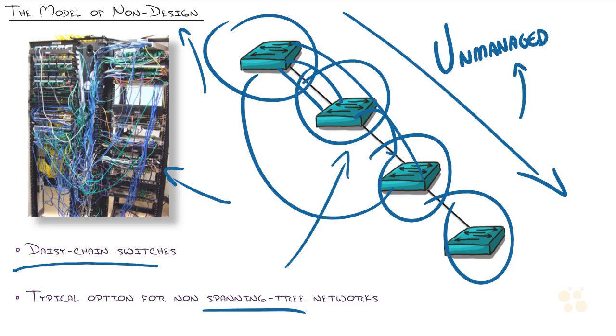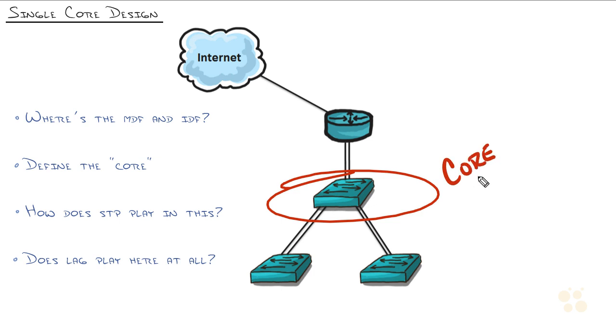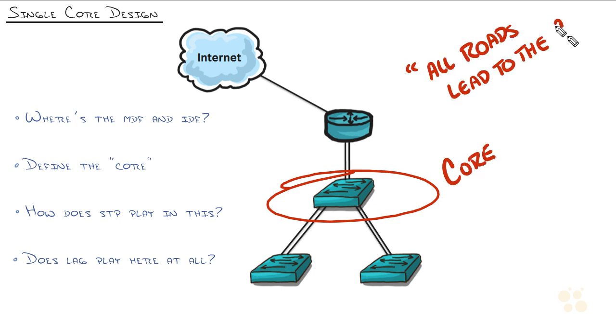Or you can get managed switches and go with an intentional design. The first intentional design for switch port connections is known as a single core design. This is where you elect one switch to be considered your core, and all the other switches connect there. It's like the old saying, all roads lead to Rome. In this case, all of our roads lead back to the core.